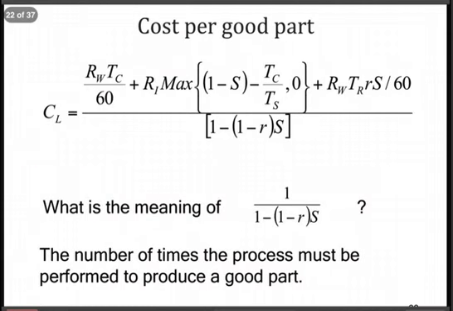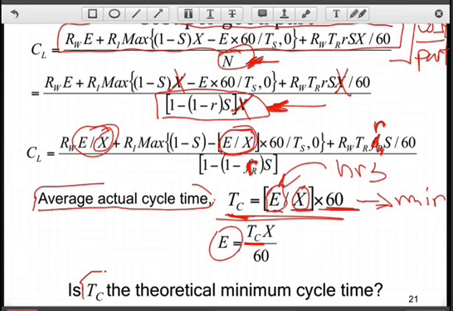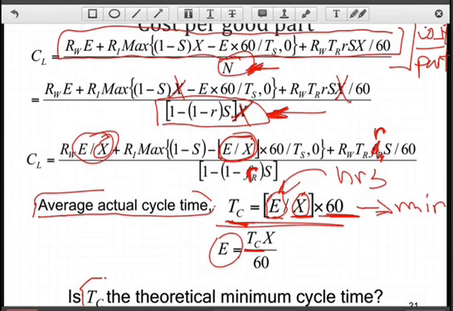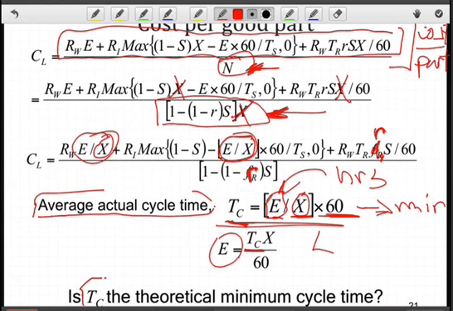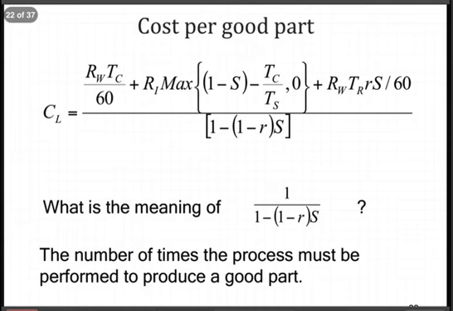Well, by factoring in that expression we had here, and let's just rearrange that to make it clear, we've got E over X divided by X is equal to T sub C divided by 60. So what we'll do is take T sub C divided by 60 and substitute that in our expression here everywhere where we see that, which we've got two instances of. And that's what we have here.